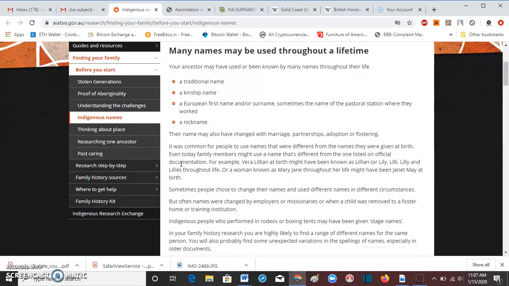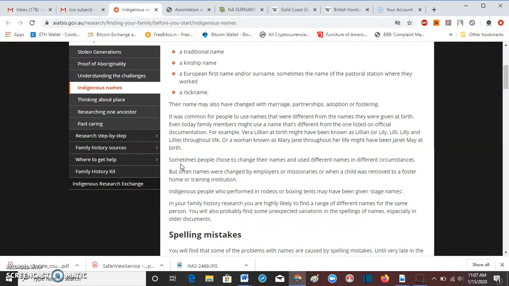Their name may also have changed with marriage, partnership, adoption, or foster care. As I said, yes, our people intermarried with the Europeans as well. It did happen. But for the most part, I'm telling you, they were given these names. You know what I'm saying? These names are not indigenous names for our people. Through missionary Christianity, a lot of conversion was going on. Remember I told you about the encomienda system?